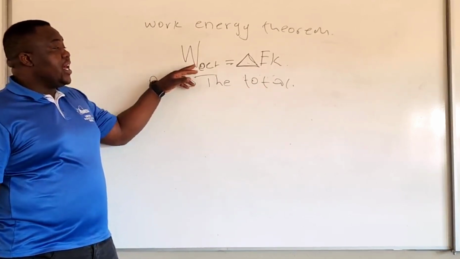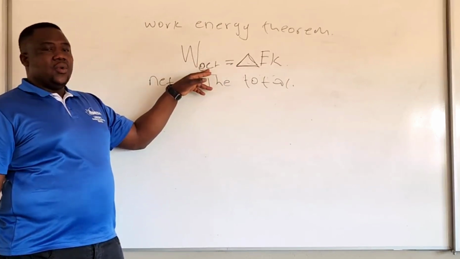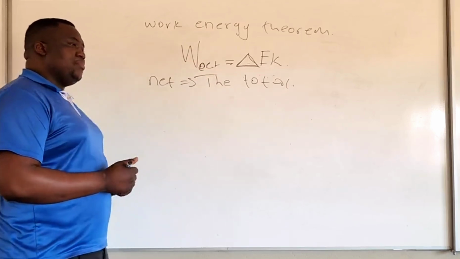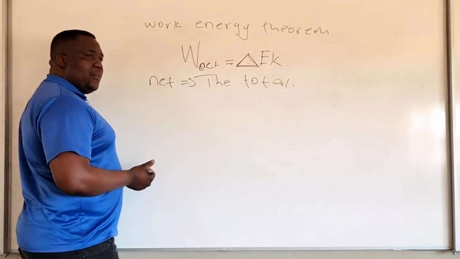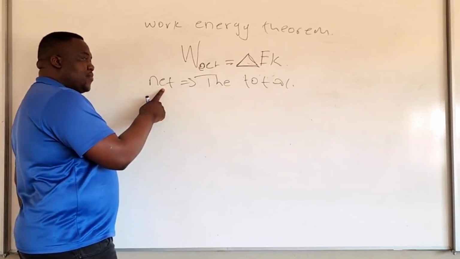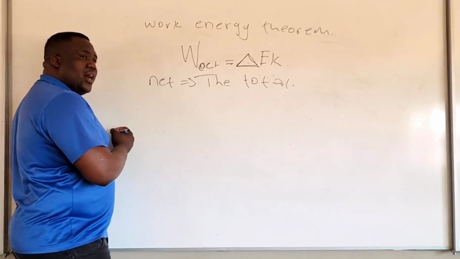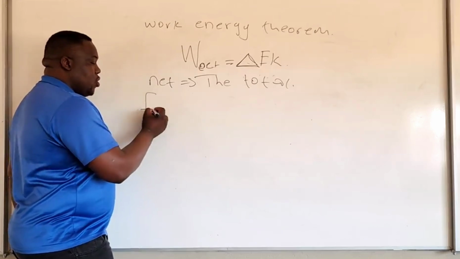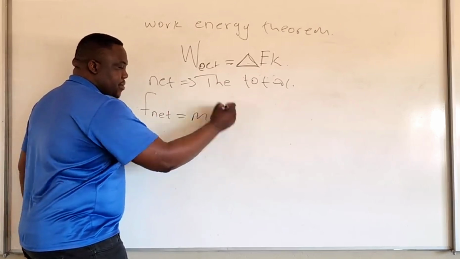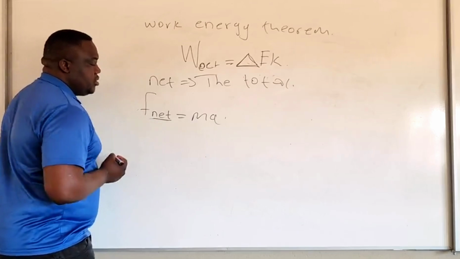Why are we saying the net work done? Because you can see it is W net, which means the work net. There is a formula whereby we have the word net. It is not coming up for the first time. In grade 11, we also used the word net, with F net. We say F net is equal to MA. What does net mean?